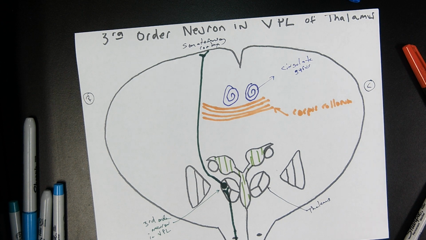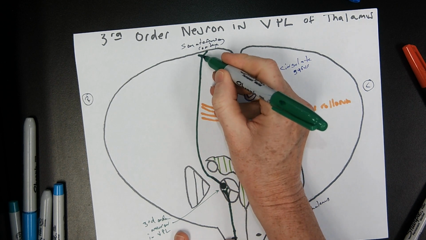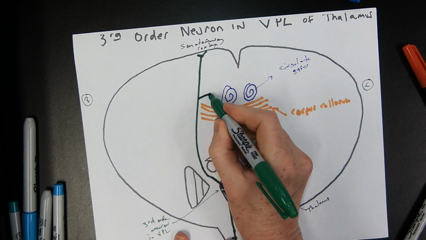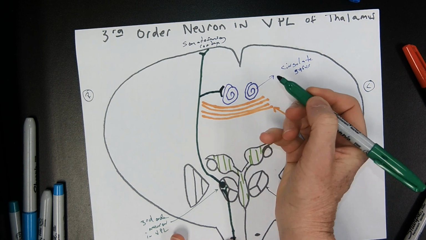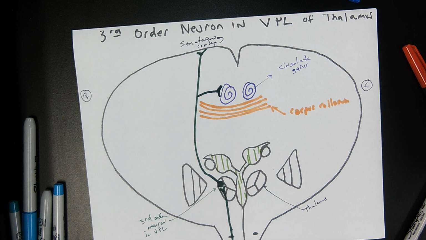So, here you go. What happens is the SCT is carrying pain, temperature, crude touch, comes up, and in addition, this axon, in addition to making a connection here with the somatosensory cortex, it also synapses on the cingulate gyrus. Why do you think that happens? Any thoughts?